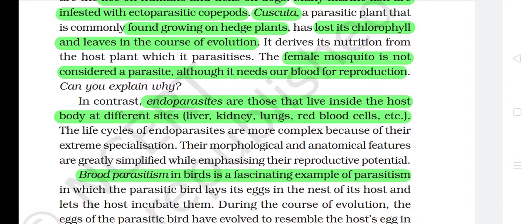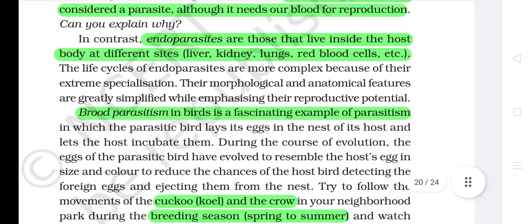In contrast, endoparasites are those that live inside the host body at different sites: liver, kidney, lungs, red blood cells, etc. The life cycles of endoparasites are more complex because of their extreme specialization. Their morphological and anatomical features are greatly simplified while emphasizing their reproductive potential.